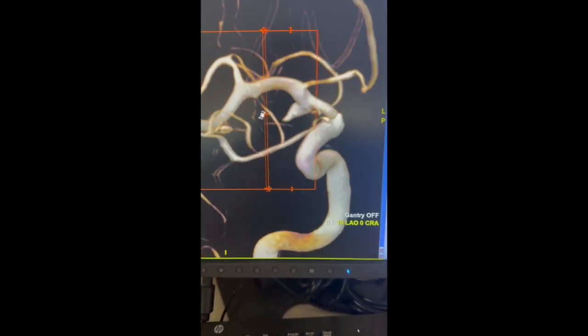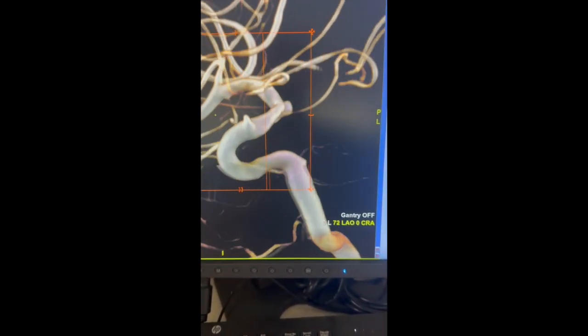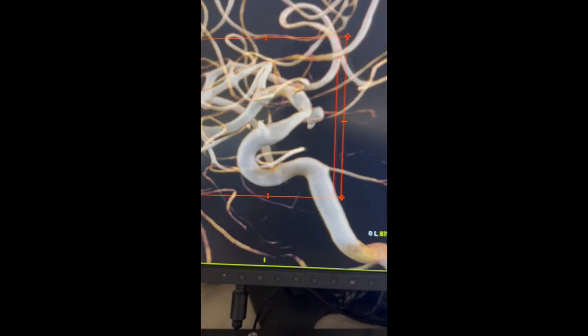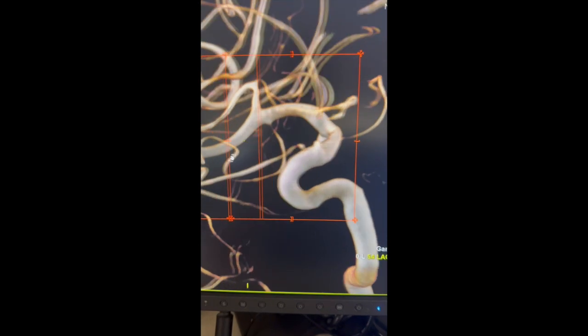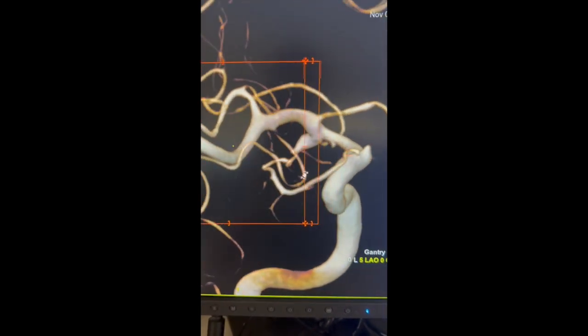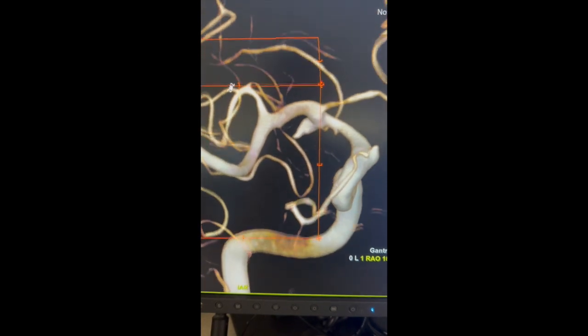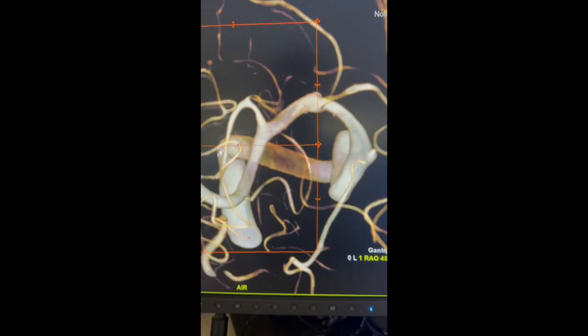The patient is an elderly female who was transferred to our institution from across the border, who initially presented with a subarachnoid hemorrhage, Hunt's grade 4, Fisher grade 3. She was found on non-invasive imaging to have harbored bilateral posterior communicating artery aneurysms.